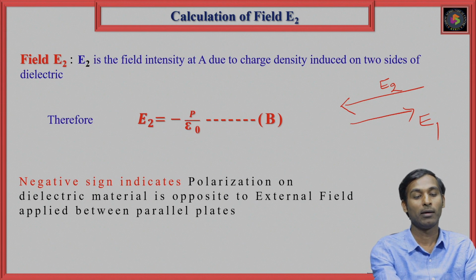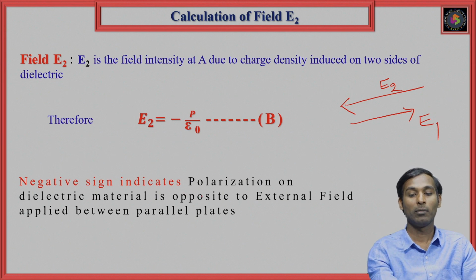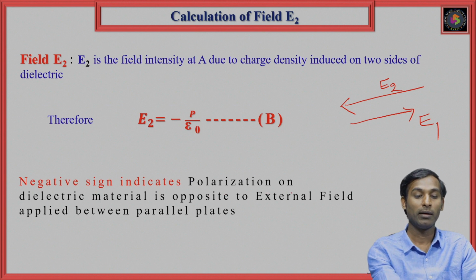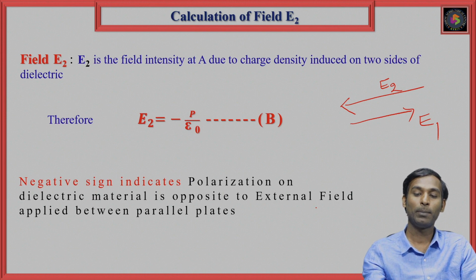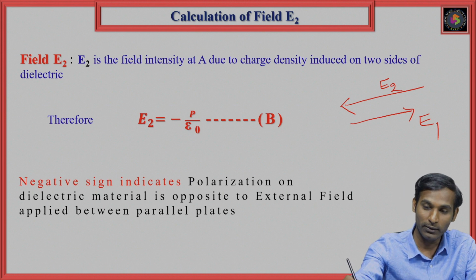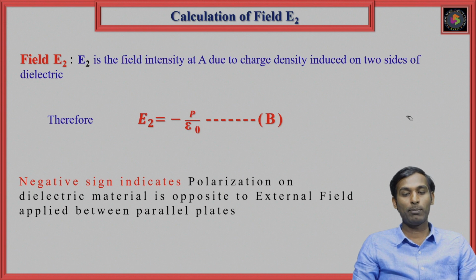Now you can see here, I am mentioning one note. Negative sign indicates polarization on the dielectric material is opposite to the external field applied between the parallel plates. That's why in this equation E2 is equal to minus P by epsilon naught. This is the required expression for the field E2.